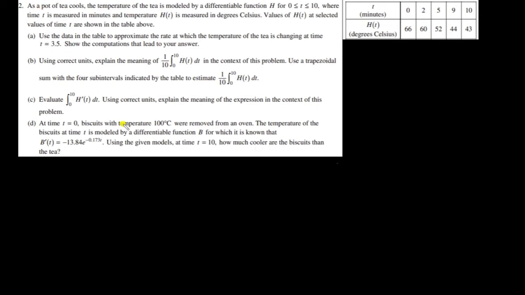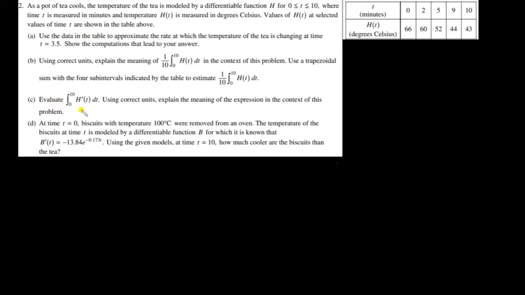Part D, at time t equals 0, biscuits with temperature 100 Celsius are removed from the oven, and the temperature at time t is modeled by differential equation B, for which it's known that B prime of t is equal to blah blah blah. Using the given models at time t equals 10, how much cooler are the biscuits than the tea? Okay, so this is going to be another pretty simple question.